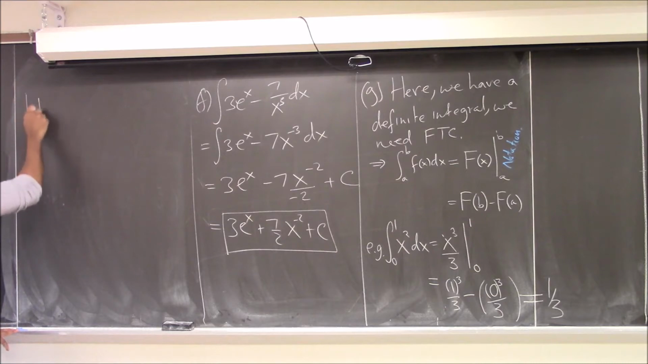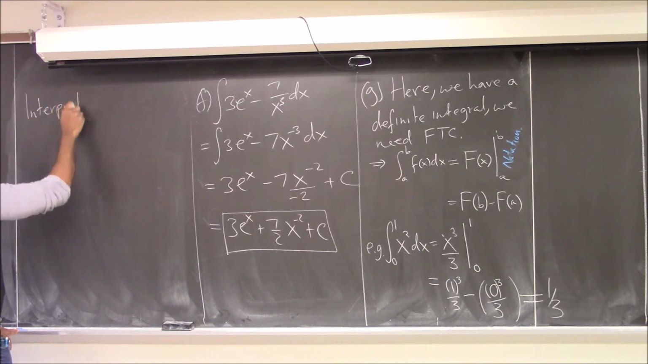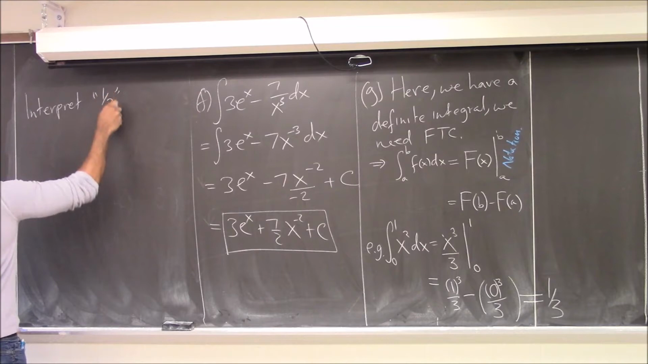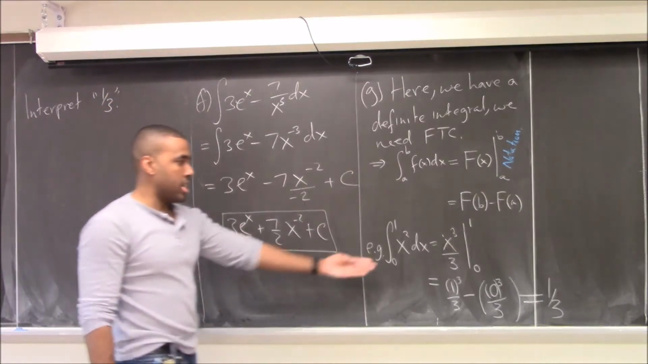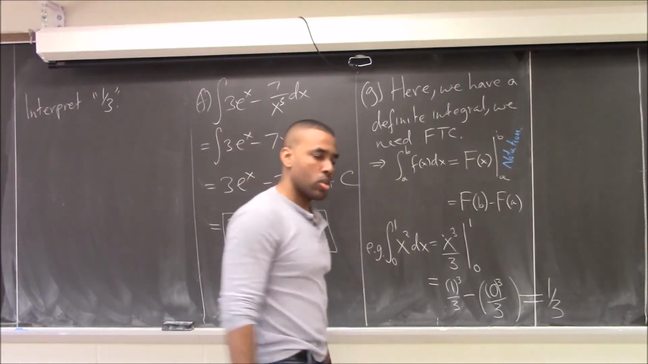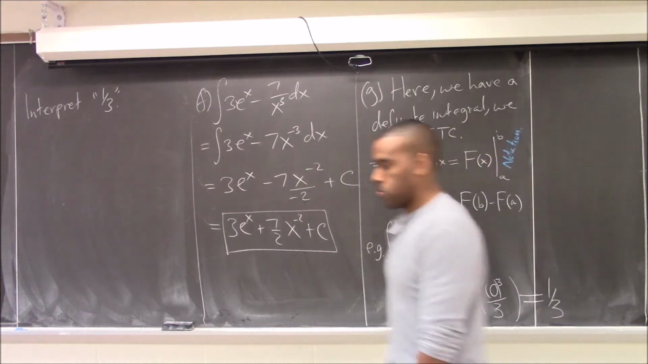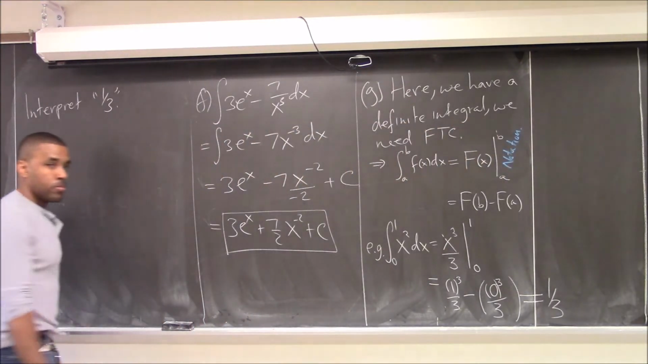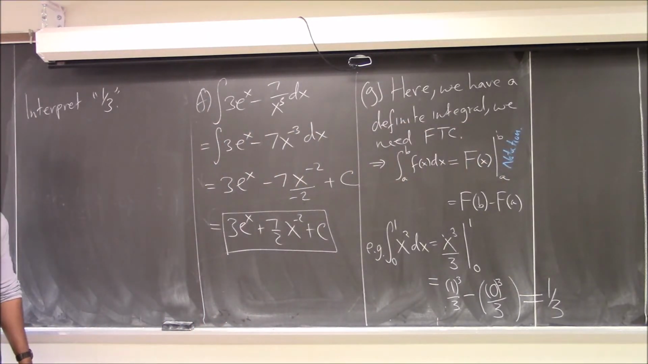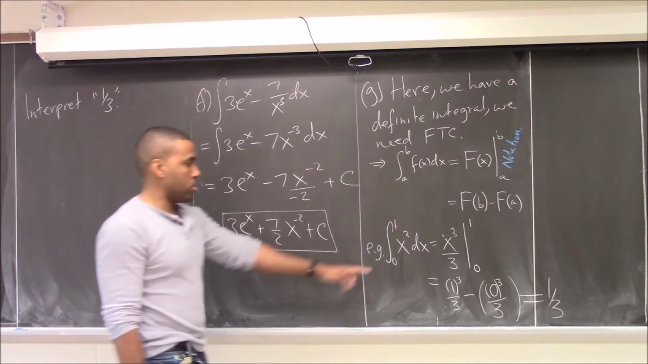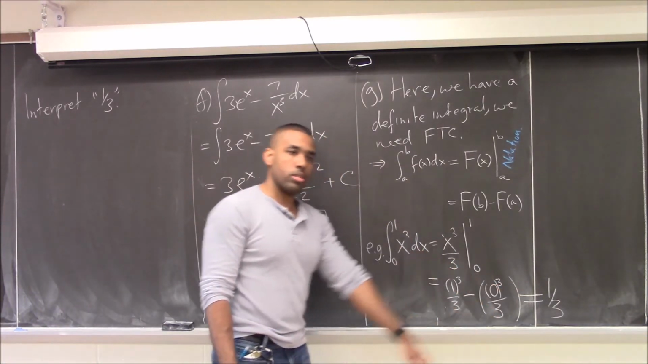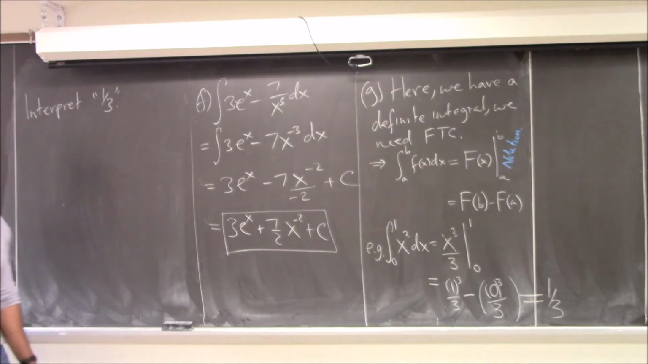Let's take a pause here. Interpret 1/3. What does that mean here? The fact that I did this antiderivative, I got 1/3 as the answer. What is that saying? The integral from 0 to 1 of x squared is 1/3. What am I saying when I say that?